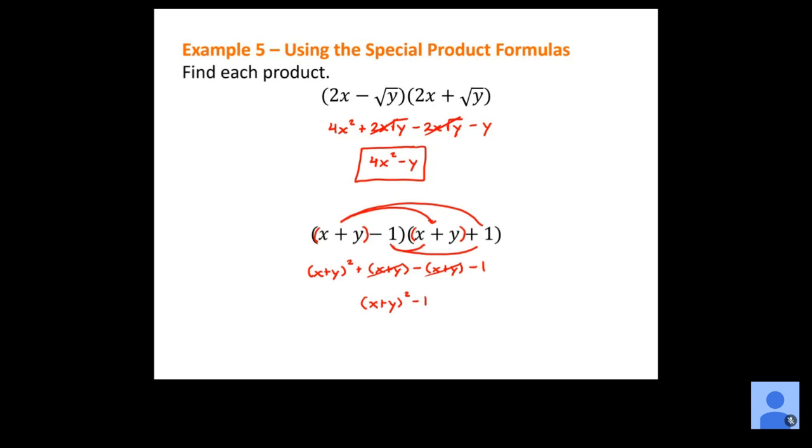Now, we could go a step further and actually expand out the x plus y quantity squared. Remember, using that formula, I'm just going to take the x value and square it. Then I'm going to add 2xy. Then we have plus y squared. And then we just have to bring down the -1 that we had in the previous step. Again, look for any like terms. In this case, we don't have any. And so this would be our answer right here.